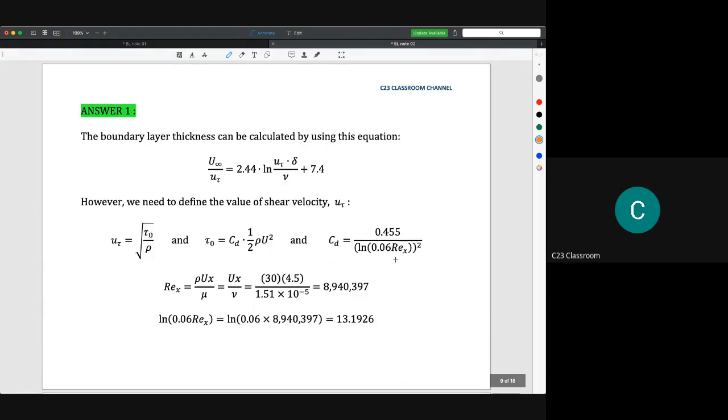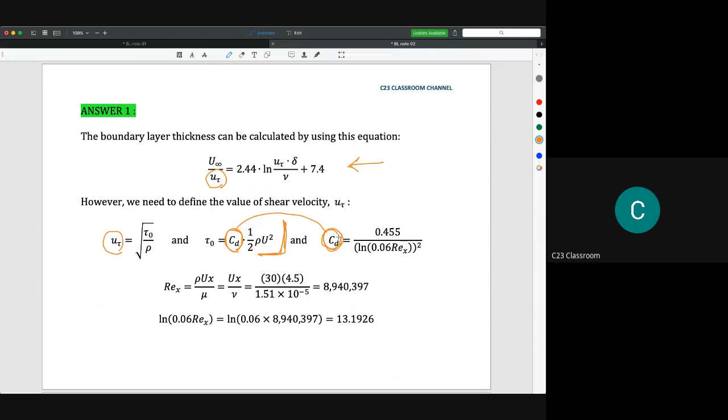So the boundary layer thickness can be calculated by using this equation. However, we need to calculate the shear velocity here, U tau. U tau is equal to the square root of tau naught over rho, and tau naught can be calculated by using CD times 1 over 2 rho U square here. And the value of CD here can be calculated by using this equation.